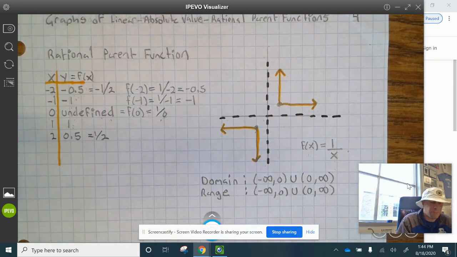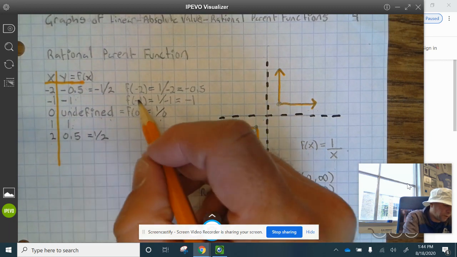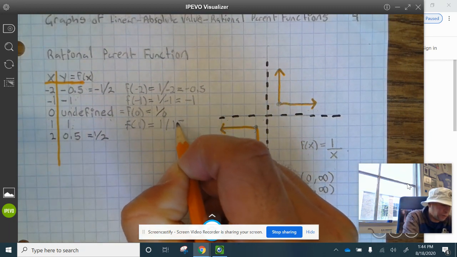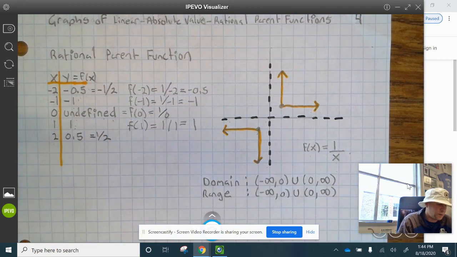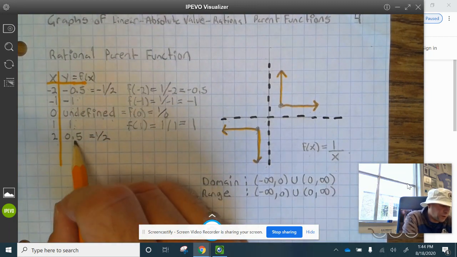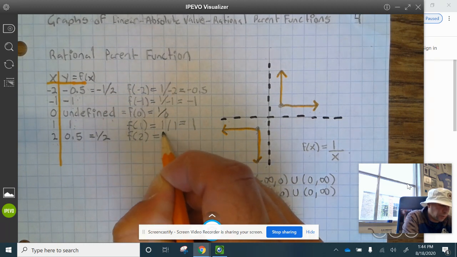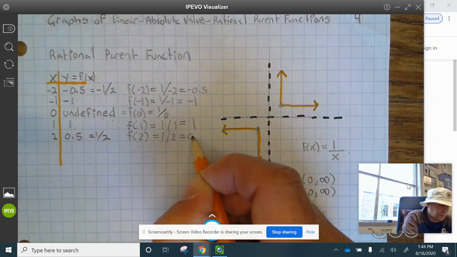Now when x is 0, it's undefined, because f of 0 equals 1 divided by 0, which is undefined. And then when x is 1, the y value is 1, because f of 1 equals 1 divided by 1, which equals 1. And f of 2 equals 1 divided by 2, which is 0.5.